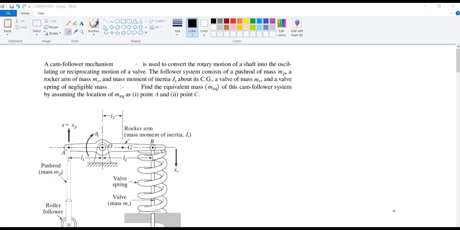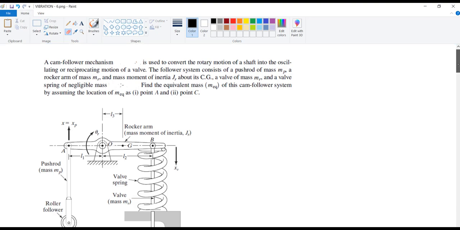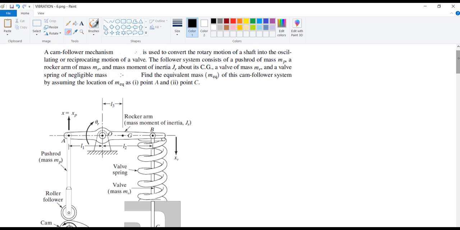So we have a problem again, a pump-follower mechanism. This is used to convert the rotary motion of the pump, of the shaft, into an oscillating, or reciprocating, motion of the bag. When you say oscillating, that is the movement up and down, no? And you have also here the movement by pushing the main push rod. So we have a corresponding reaction here on the bag for opening and closing of the bag.